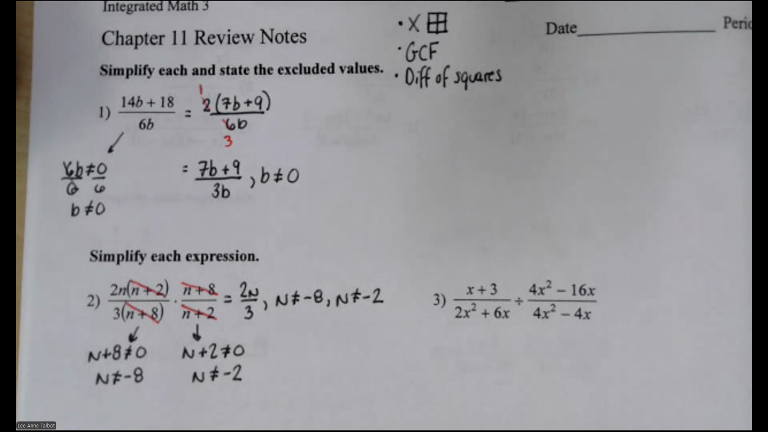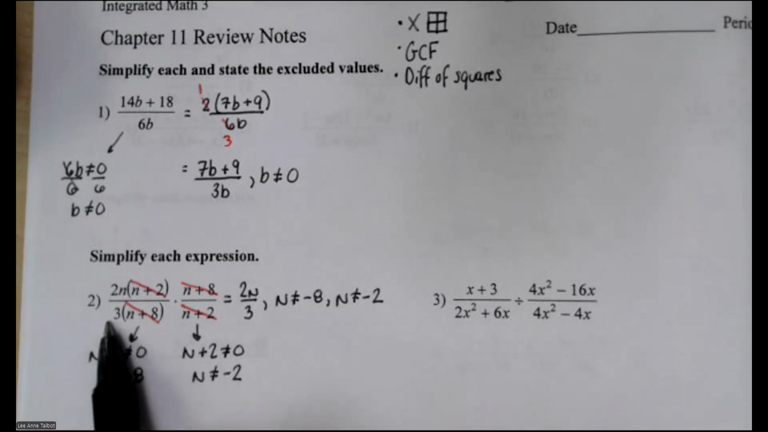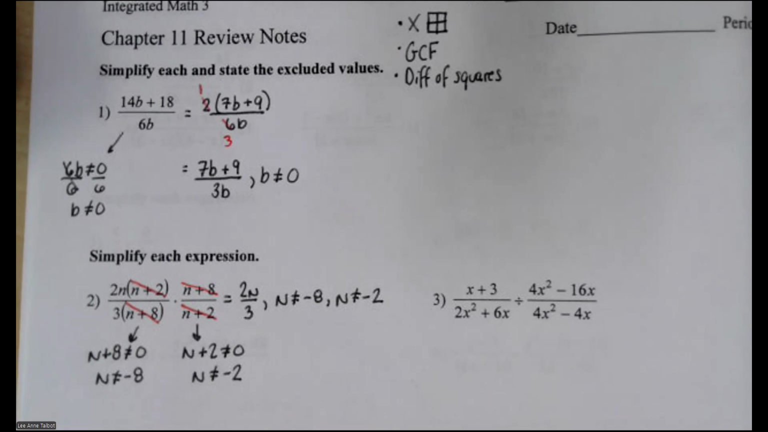Okay, now, is anyone confused about the 3? Why did I not talk about the 3 in the excluded values? Yes. Because it's not a variable. Correct. 3 is just 3, and it is never going to be equal to 0, so we don't need to worry about it. It's just the stuff that's a variable, we just don't know what those are, so we have to worry about those. Does that make sense?